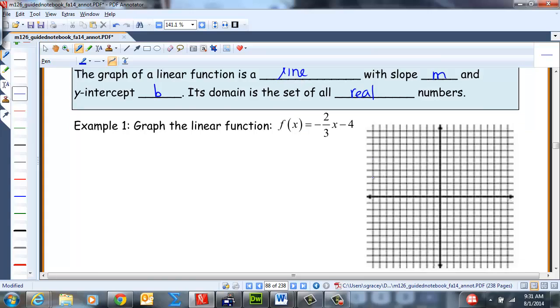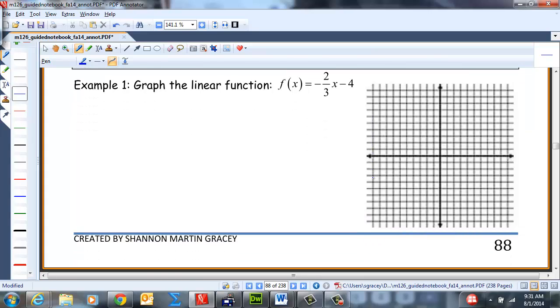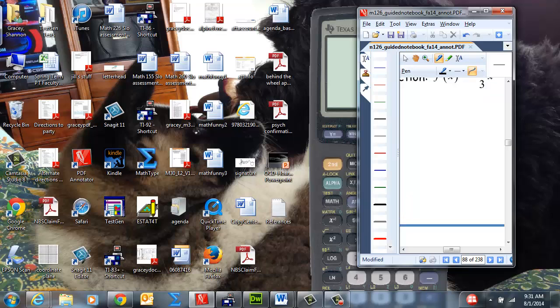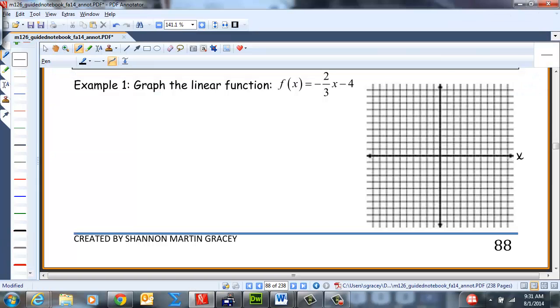So let's practice. Graph the linear function f(x) = -2/3 x - 4. So go ahead and pause the movie and graph this line. Okay, let's see how you did.